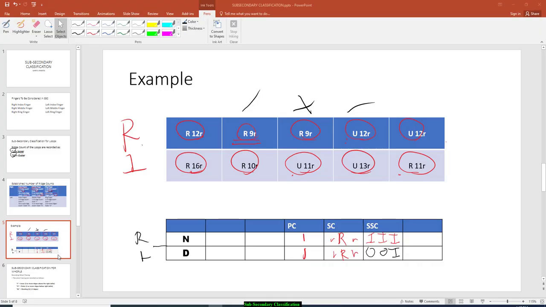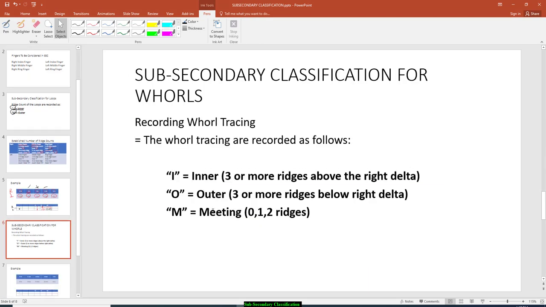So let us go to subsecondary classification for whorls. For whorls, you need to consider the ridge tracing. Okay? And through the ridge tracing, you can determine whether it is inner, outer, or meeting.